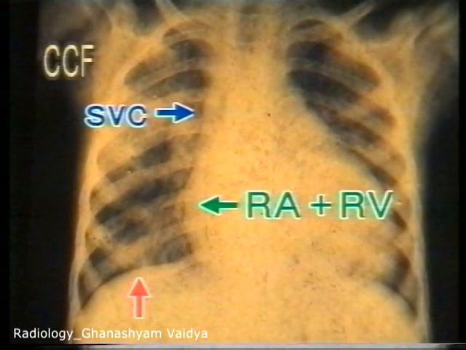When congestive cardiac failure develops, there is usually an enlargement of the right atrium and ventricle causing a bulging of the cardiac silhouette on the right side as shown by the green arrow. The upper mediastinal shadow looks widened due to dilatation of the superior vena cava shown by the blue arrow. And the right dome of diaphragm may be elevated due to congestive hepatomegaly.